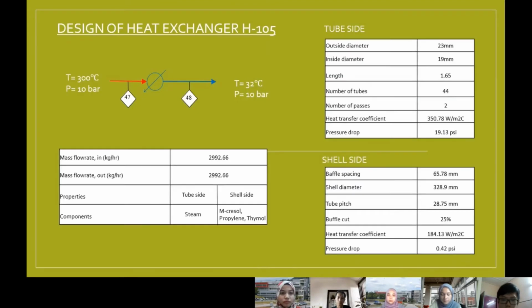Next is the design of the heat exchanger, which is a cooler. The inlet temperature of the cooler is 300 degrees Celsius with pressure 10 bar, while the outlet temperature is 32 degrees with pressure 10 bar. The flow rate for both streams is 2,992.66 kg per hour, where the tube side is steam and the shell side is M-cresol, propylene, and thymol. Some calculations have been performed to find values for designing a cooler.